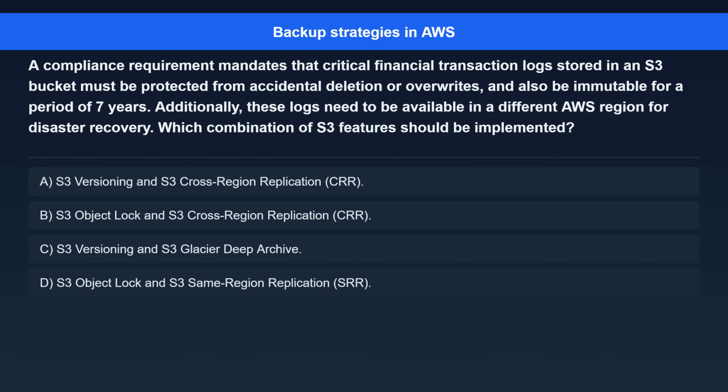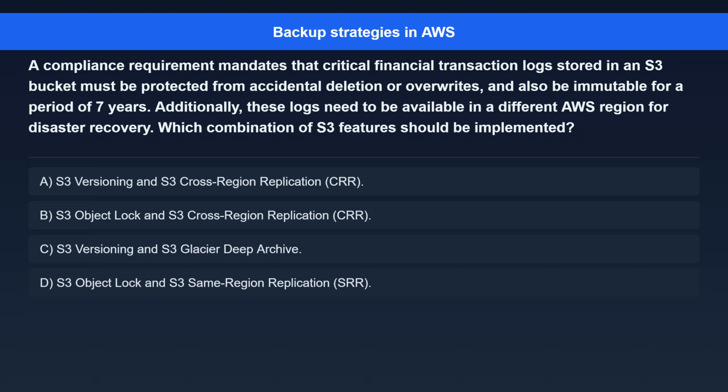Question 6. A compliance requirement mandates that critical financial transaction logs stored in an S3 bucket must be protected from accidental deletion or overwrites, and also be immutable for a period of 7 years. Additionally, these logs need to be available in a different AWS region for disaster recovery. Which combination of S3 features should be implemented?